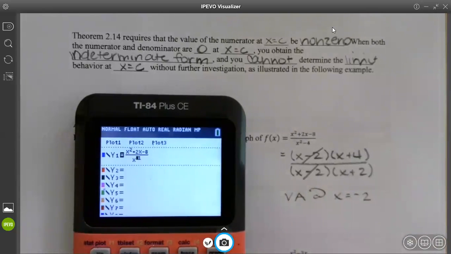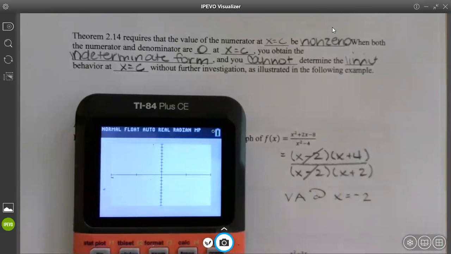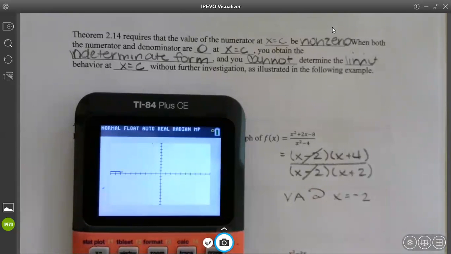Hold on, it's still on the pi over 2. I should have zoomed 6. Here's why it's still there. You can see the vertical asymptote at negative 2, right?